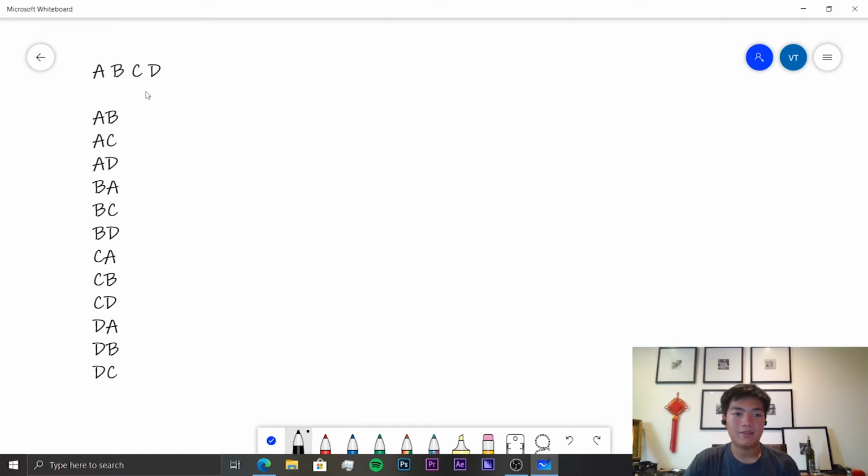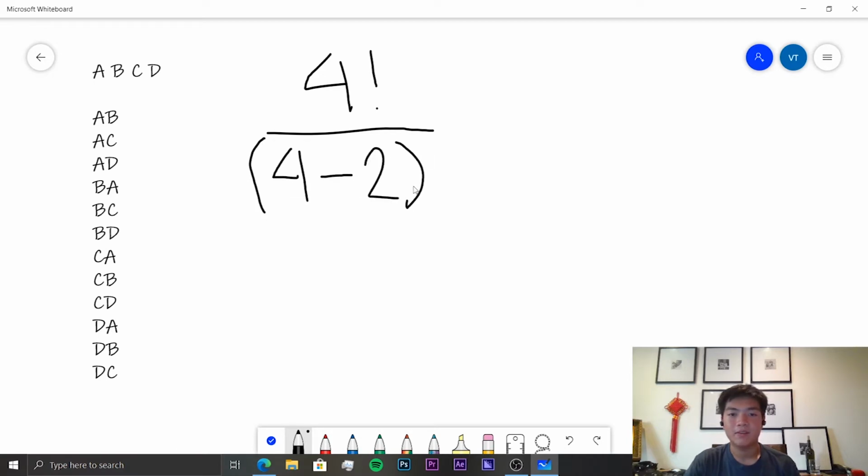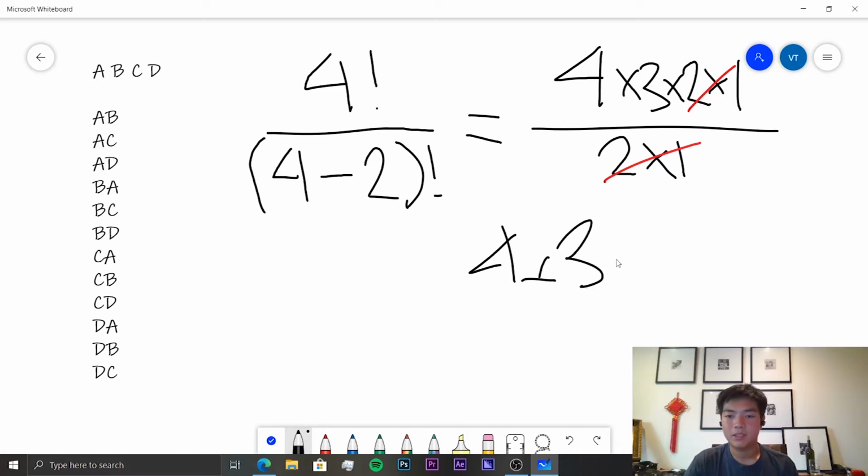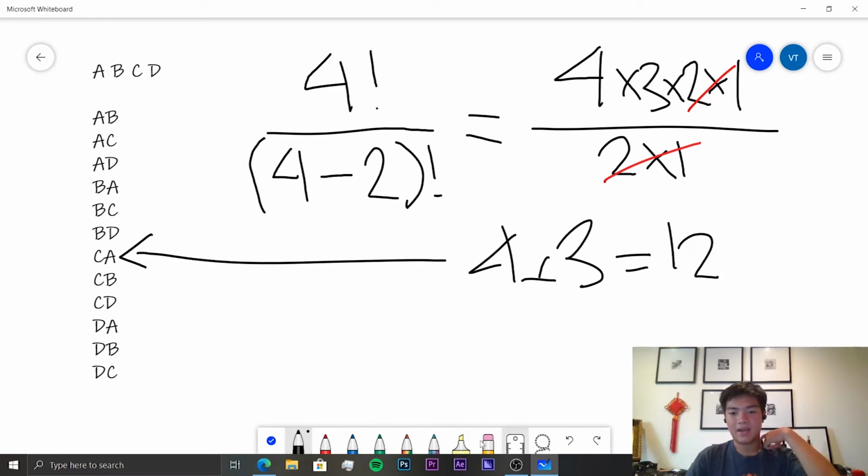So we have the number of objects, which is 4 factorial, divided by the number of objects, again, minus the number we're picking out of them, factorial. So this would be 4 factorial, 4 times 3 times 2 times 1, divided by 4 minus 2, which is 2 factorial, which is 2 times 1. So if we cancel out the bottom and the top, we're left with 4 times 3, which is 12, which is exactly the number of permutations that we have.